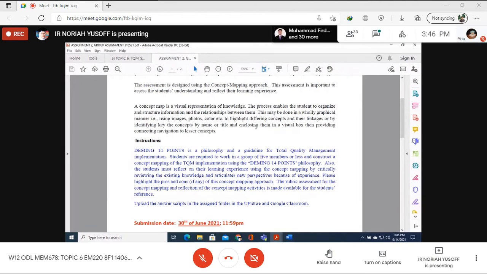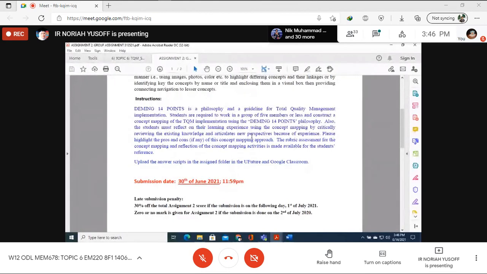Okay, what does it say? So the process enables the student to organize and structure the information and show the relationship between them. So this may be done in a wholly graphical manner using images, photos also can, colors to highlight certain issues. Okay, so the linkages you can also highlight in terms of their importance. Okay, big arrow, small arrow, okay, the sub. Okay, so the instruction.